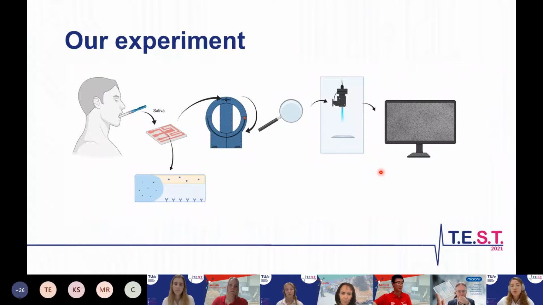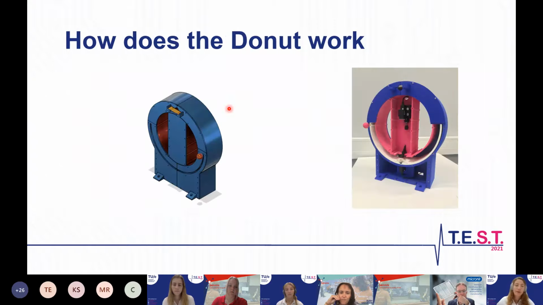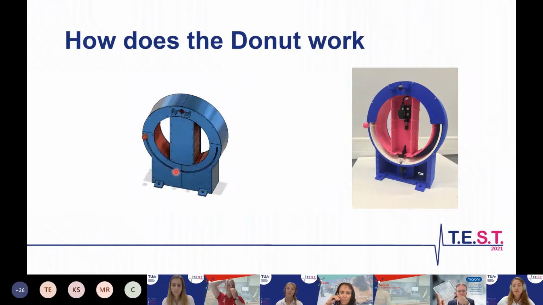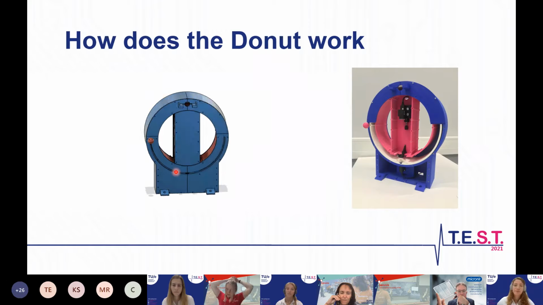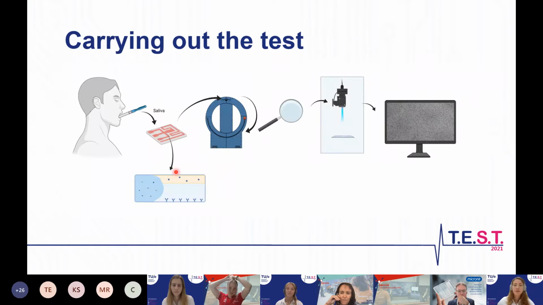Now you put the microchip in the top of our prototype, which is called the donut. You can see it here. You see the sample going in here at the top. Then you turn the knob to flip the sample, and when the sample is at the bottom, you take a picture. And again, the picture is analyzed by our software and you get a concentration as an outcome.